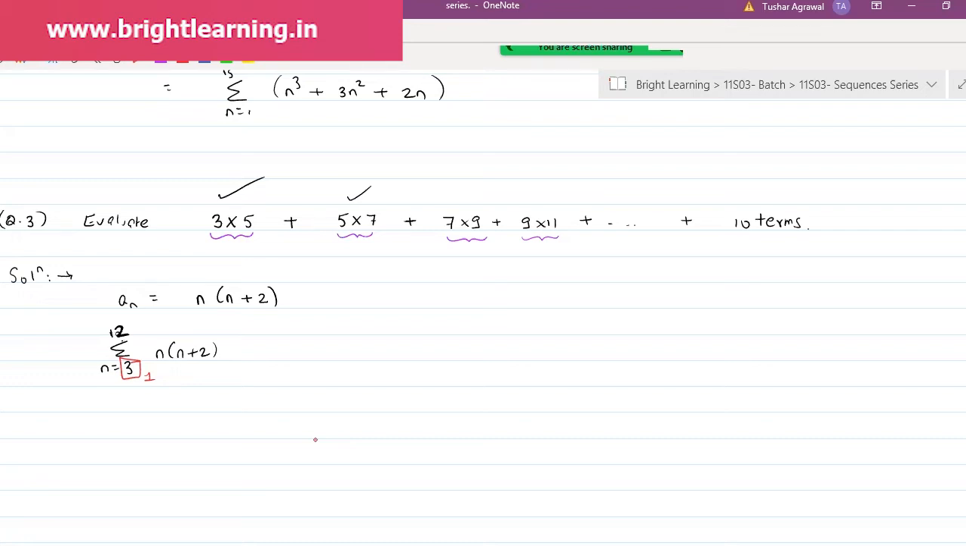7 square plus 10 square, 7 square, 8 square, 9 square, 10 square, and so on. We don't have a standard formula for that. So what we will do here is observe these numbers.